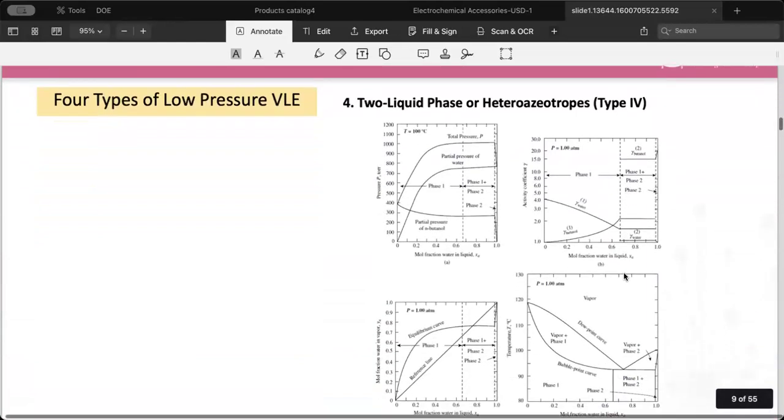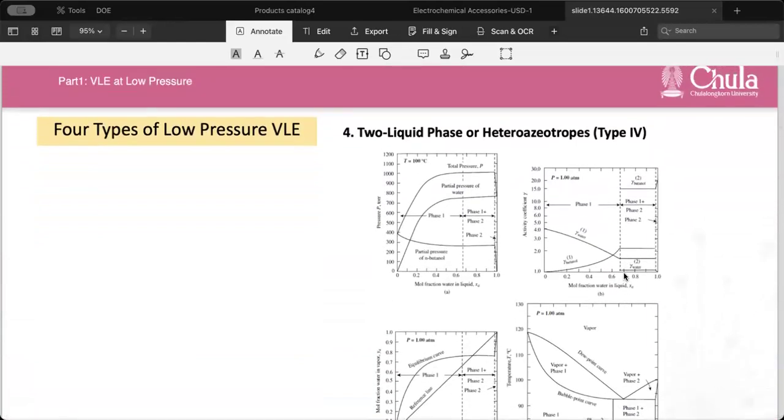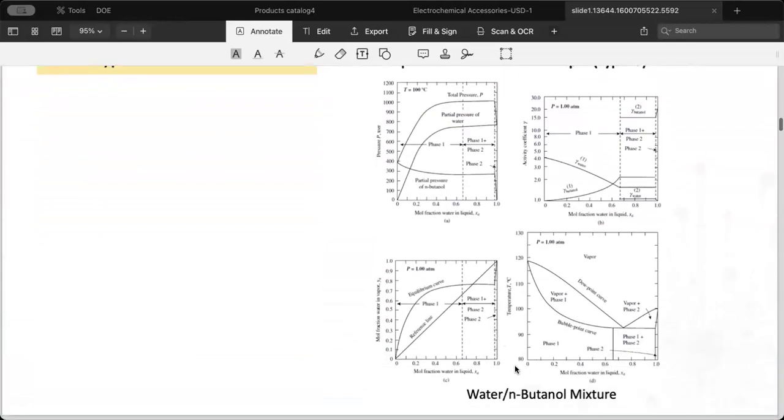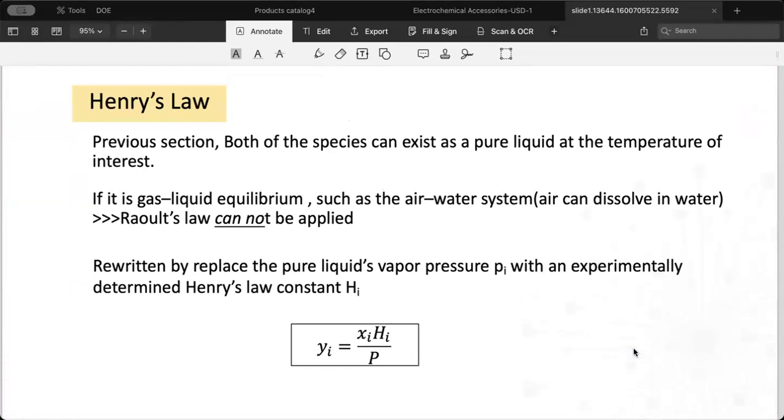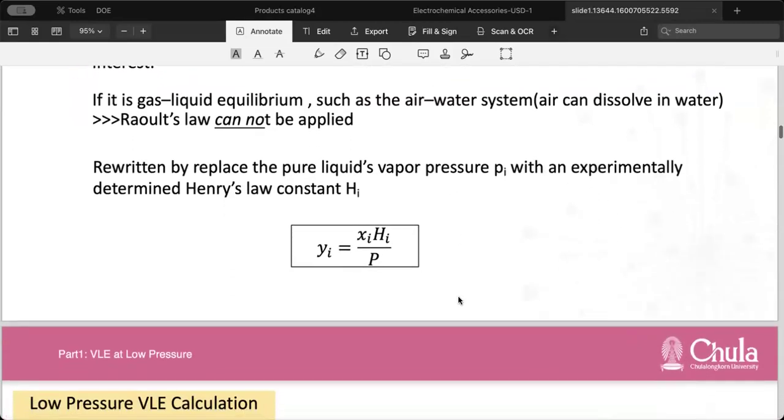Okay. And then type 4, it's a heteroazeotrope, where we have VLLE. We have two phases of liquid. And also the azeotrope occurs at two phases of liquid. And in case where we have a non-condensable component, then we can use Henry's law instead. Like you have water and oxygen, water and nitrogen, something like that. Nitrogen and oxygen cannot be condensed at normal pressure.